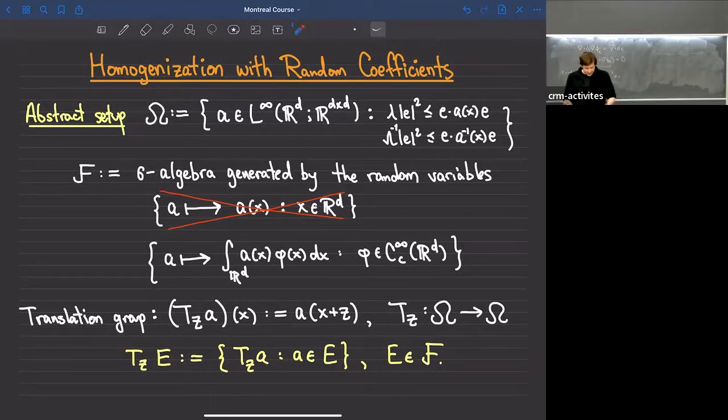As one does, if you talk about the ergodic theorem, you have to talk about some group. Our group is going to be the translation group. It takes a coefficient field and translates by an integer z. So I take things and I shift them. That is my group. And this T_z acts on omega. It can translate coefficient fields, but it also acts on the sigma algebra. I can translate events: I translate an event by shifting the whole coefficient field and then talking about the event under that shift. So this is my translation group.